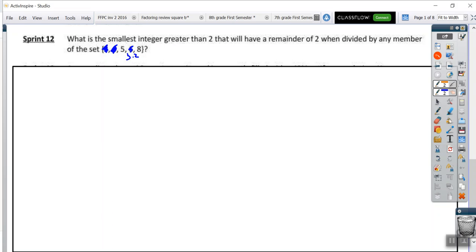Yeah. So what is 3 times 5 times 8? 120. Well, we want to have a remainder of 2, so what's our magic number? Add 2 to get 122. So that one is kind of gettable. Yes.